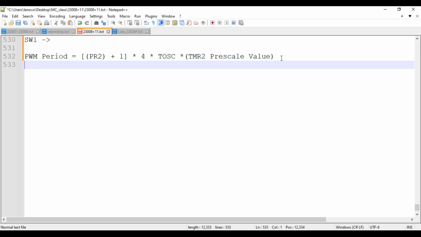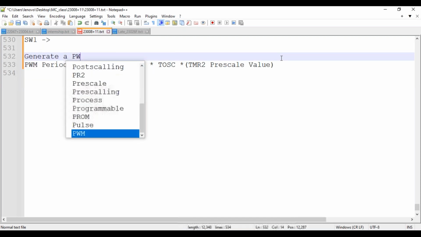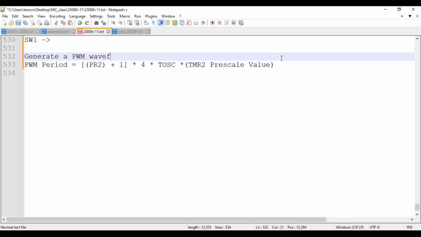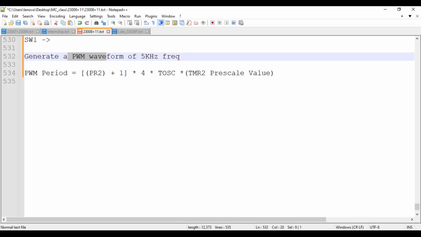So I want to generate a pulse width modulated waveform of 5 kilohertz frequency. Okay, this is the question. So you are given the frequency. Here is a formula for the period.